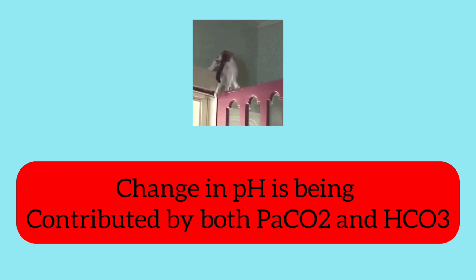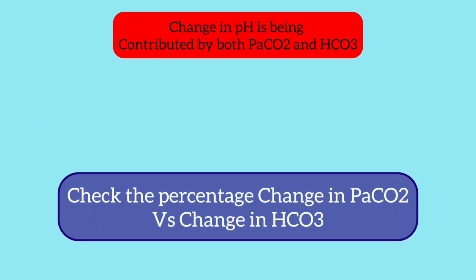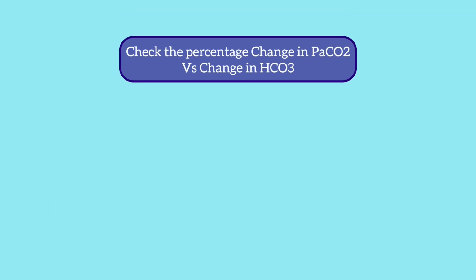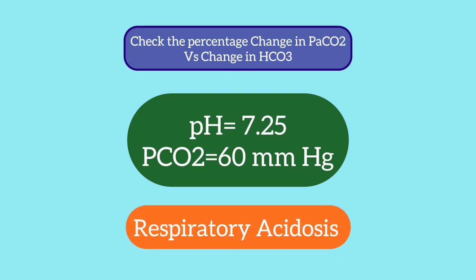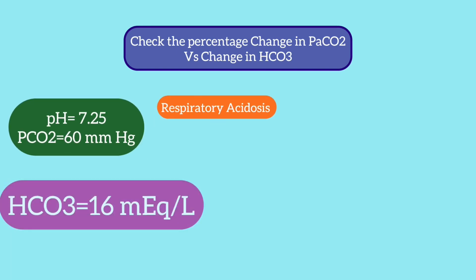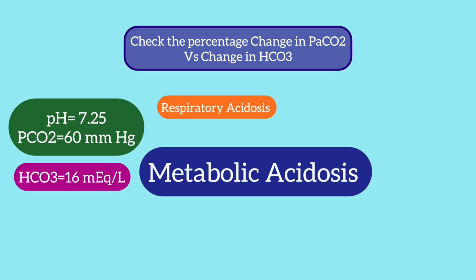Now, let me tell you a tricky situation. Here, there can be a situation where both PaCO2 and bicarbonate are contributing to the change in pH. In this case, you have to check the percentage difference. The one with the greater percentage difference is the dominant disorder. For example, suppose the pH is 7.25 and PaCO2 is 60 millimeters of mercury. This indicates respiratory acidosis. So the bicarbonate should be high in order to compensate for this respiratory acidosis. But in this patient, the bicarbonate is 16 milliequivalent per liter. So there is also a metabolic acidosis.